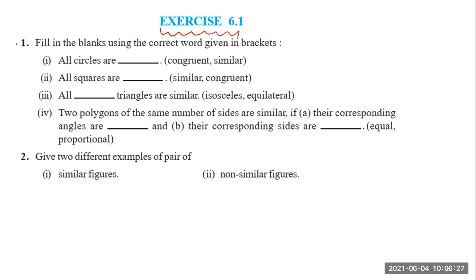Okay, first, fill in the blanks. First question. All circles are similar. Yes, all circles are similar because all are in same shape, the round shape. So they are similar. All squares are similar.